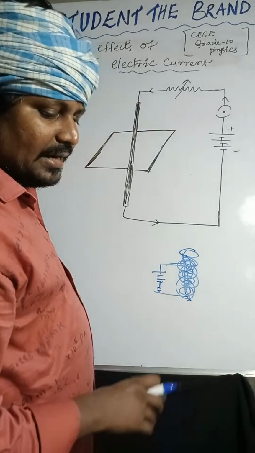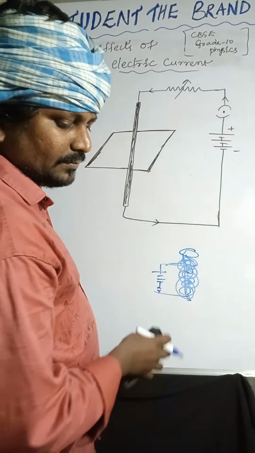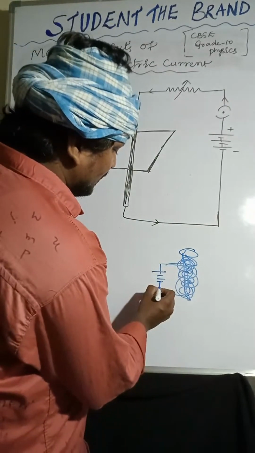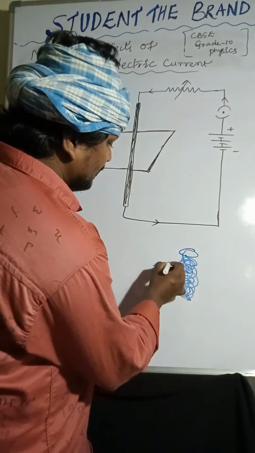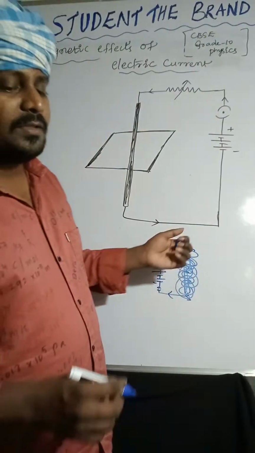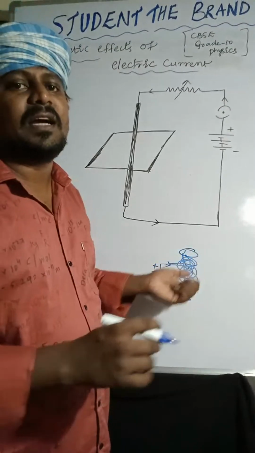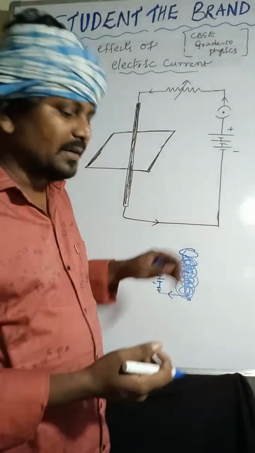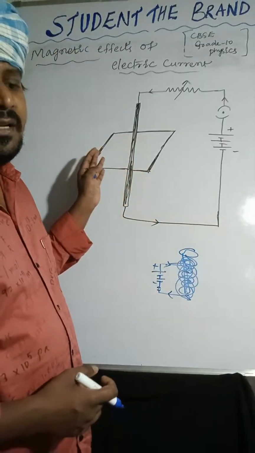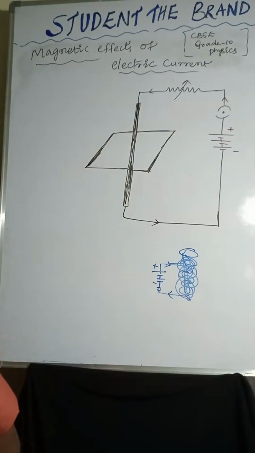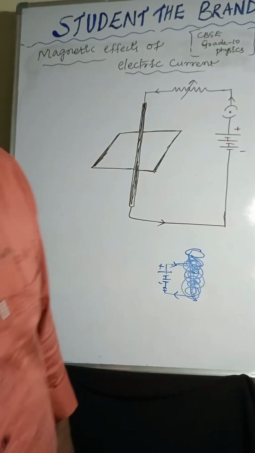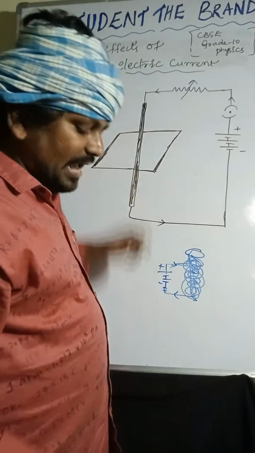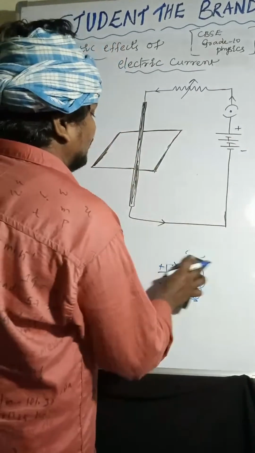So a current carrying conductor. Here I'm considering that current is passing, positive terminal, negative terminal. The iron nail is there. If the current is passing through the iron nail, it acts as a magnet. Same thing here also. If the current is passing through the conductor, it acts as a magnet, so it produces a magnetic field around it.